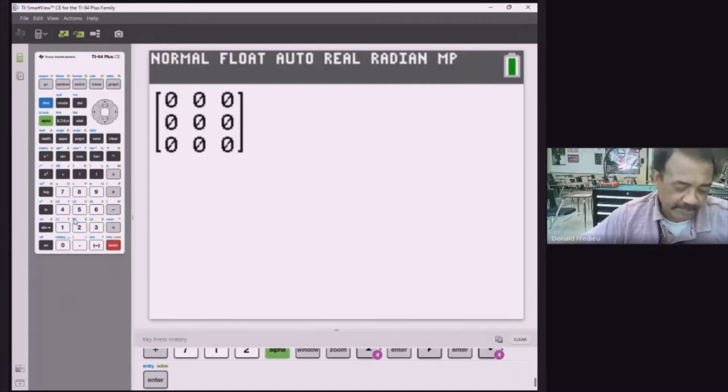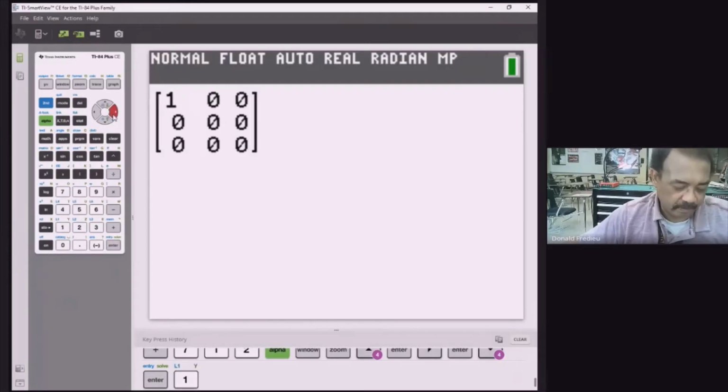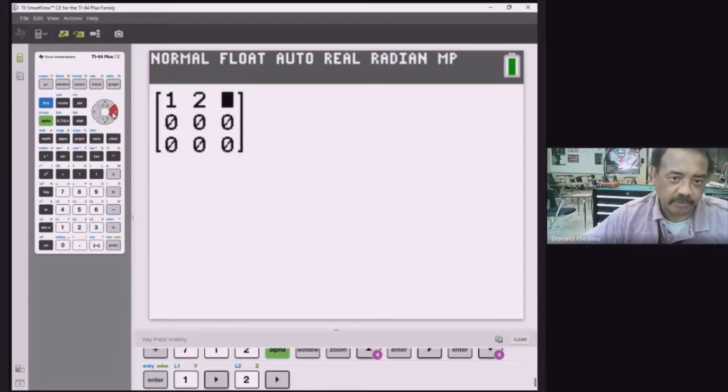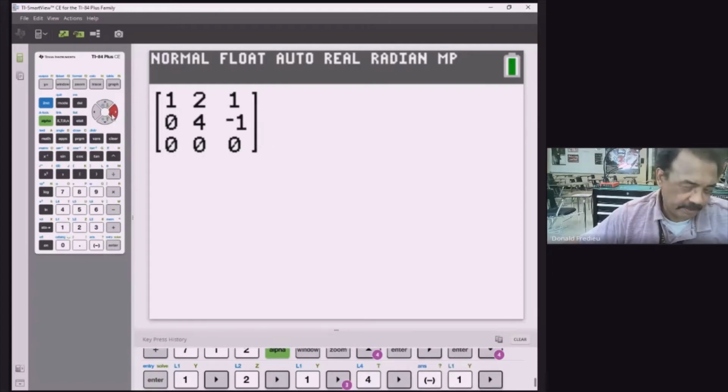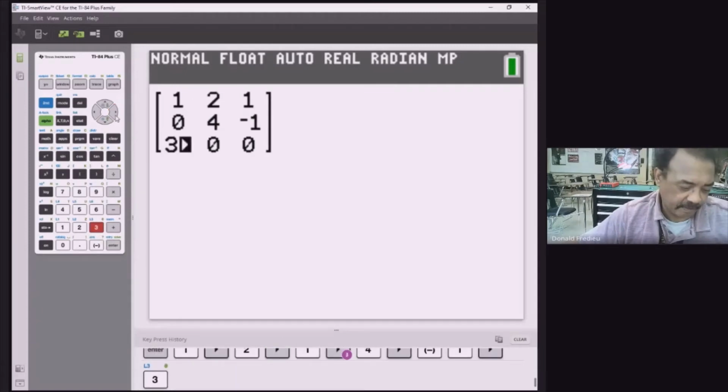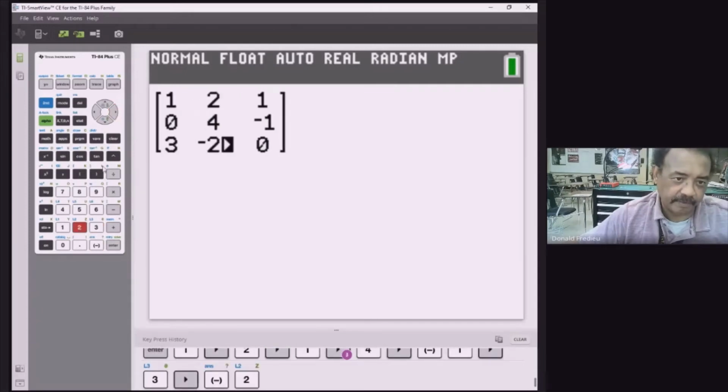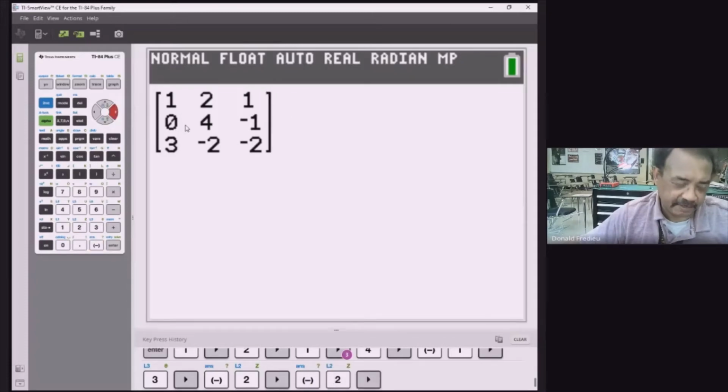And my numbers become 1, 2, 1, 0, 4, -1, 3, -2, and -2. I'm going to space outside and double check my numbers: 1, 2, 1, 0, 4, -1, 3, -2, -2.